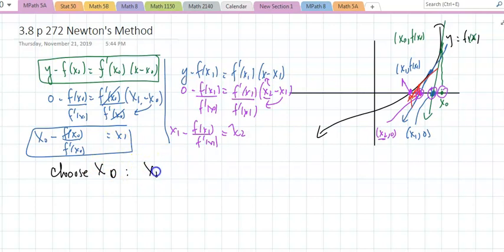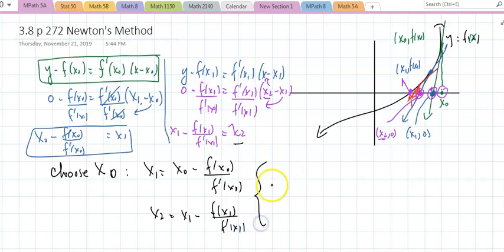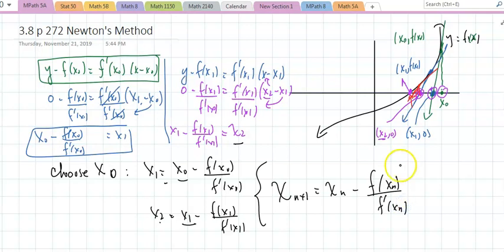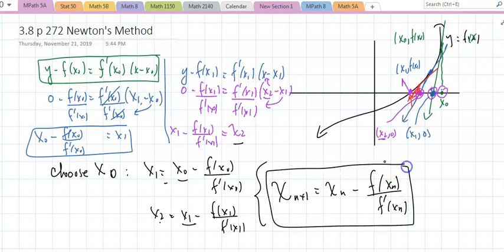This says x sub 1 is x sub 0 minus f of x sub 0 divided by f prime of x sub 0. X sub 2 was x sub 1 minus f of x sub 1 over f prime of x sub 1. If I want to find any x, take the previous x minus f evaluated at that divided by f prime. And that's the famous Newton's method.